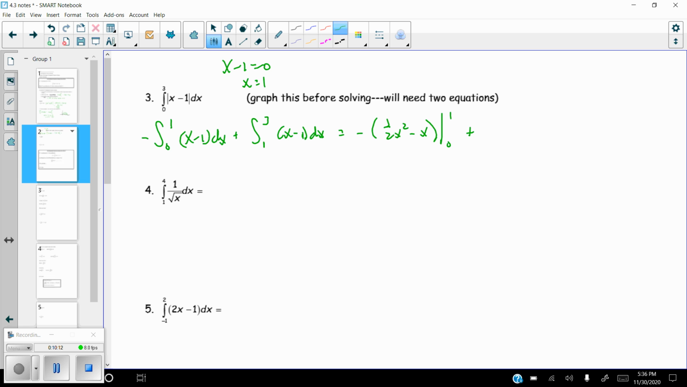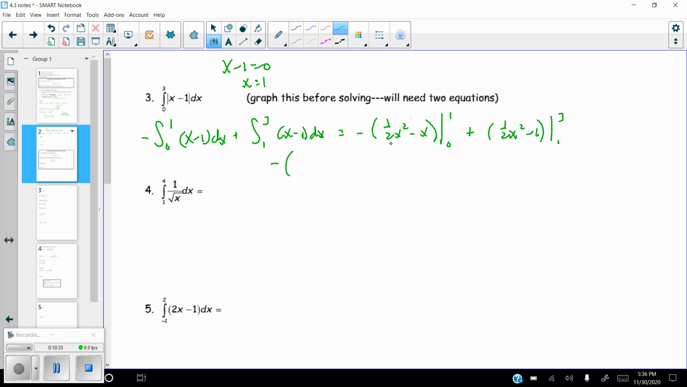Plus, the good thing about this is you've already done the antiderivative. It's going to be the same antiderivative, 1/2 x squared minus 1, but it's going to be evaluated from 1 to 3. So now we've got basically two separate ones to work with. The first one, we'll plug in 1. So again, I'm going to keep that negative out in the front.